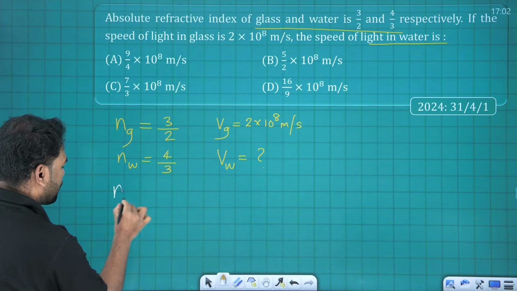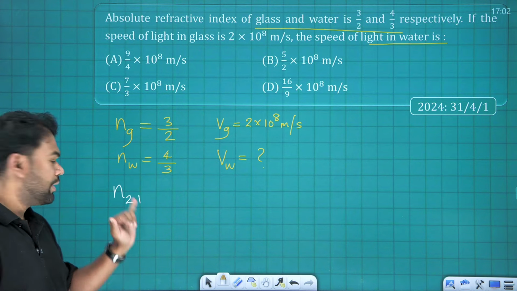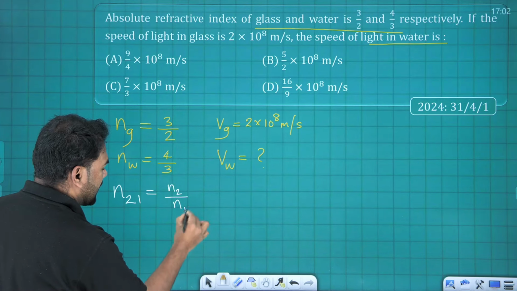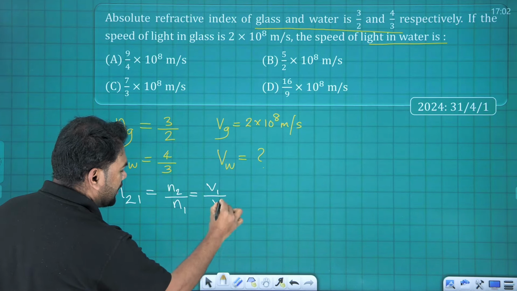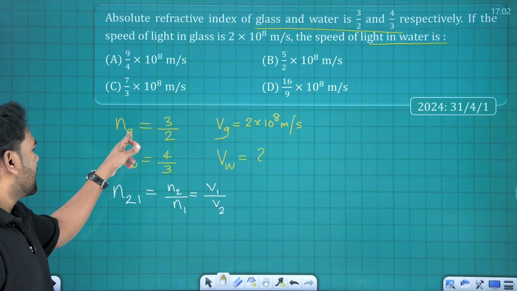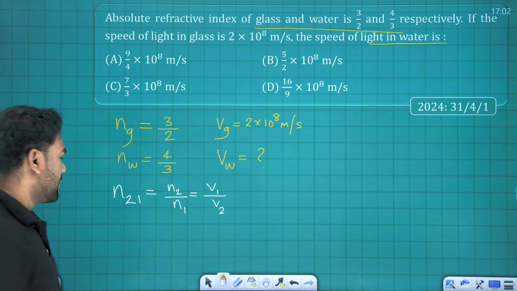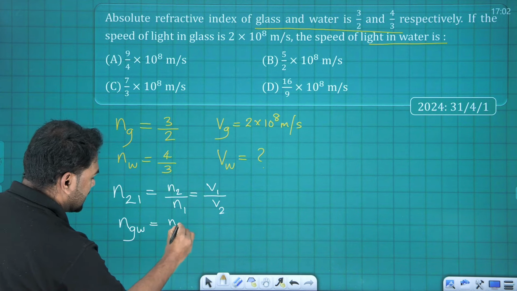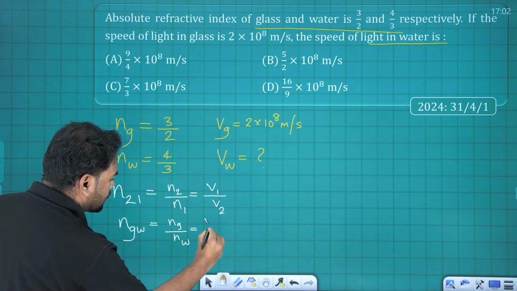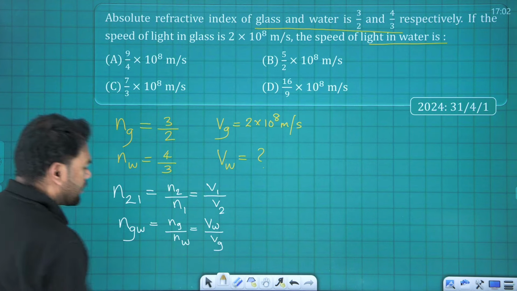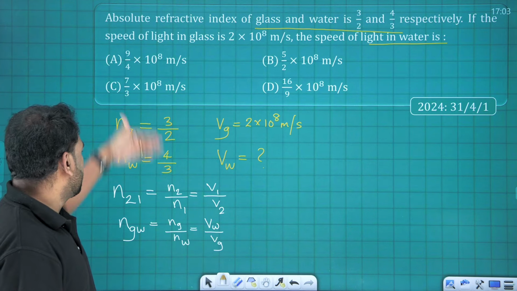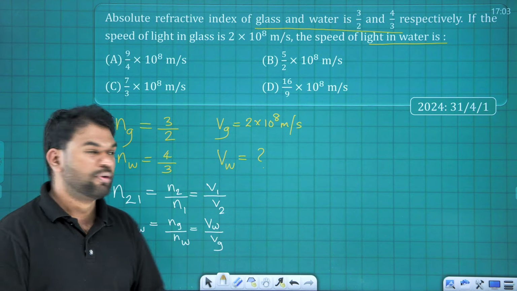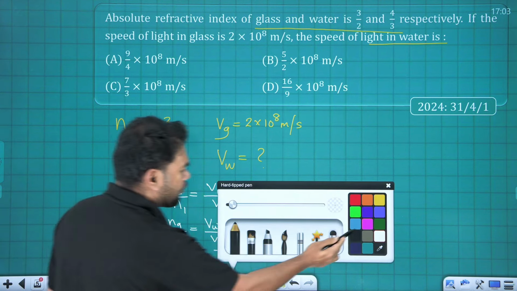We know that relative refractive index is n21, the refractive index of the second medium with respect to the first medium, equal to n2 divided by n1 equal to v1 divided by v2. So here we can consider glass as the second medium and water as the first medium. So we can write this equation as ngw equal to ng divided by nw equal to vw by vg. Here, as per the given question, ng is there, nw is there, and vg is there. So just by substituting, we can easily find the speed of light in water.